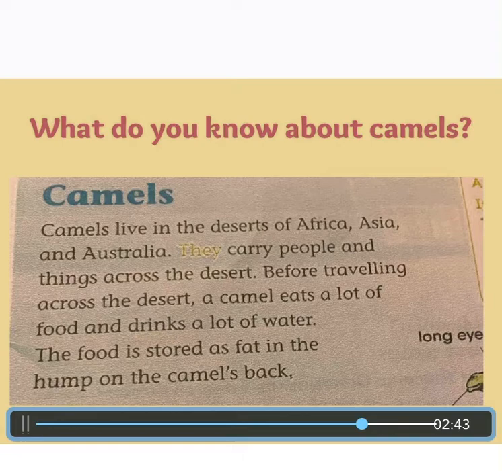So as I told you in this paragraph, camels, where do they live? They live in the desert of Africa, Asia, and Australia. The camels carry people and things across the desert. Before traveling across the desert, what did the camel do? The camel eats a lot of food and drinks a lot of water. The food is stored as fat, excellent, in the hump. Where is it stored? In the hump, on the camel's back.